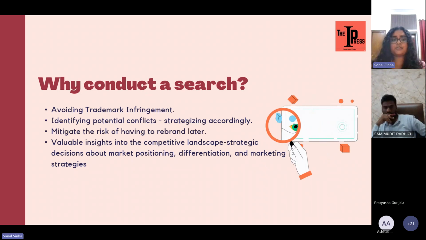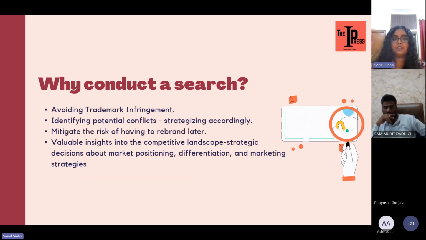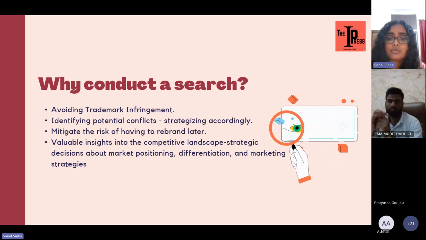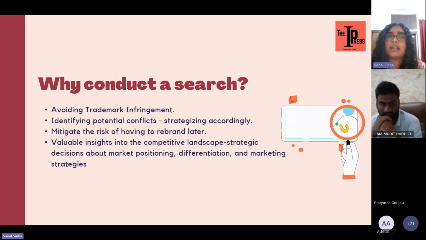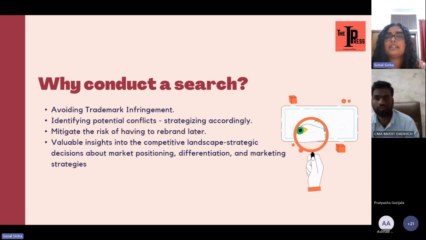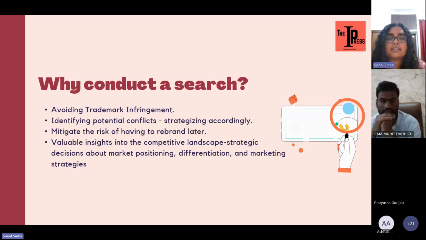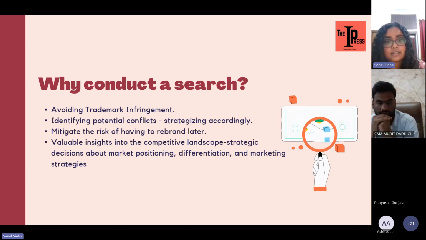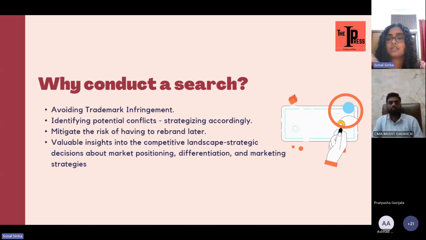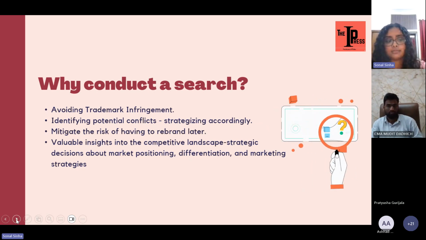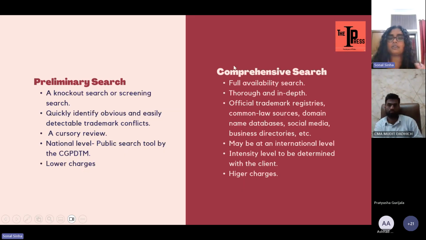And of course, it also gives you valuable insight into the landscape, and gives you ideas as to what the marketing strategies are. One of the beautiful things about trademarks is that it's not just law; it's also very close to, and in sync with, branding and marketing. So conducting an extensive and well-done trademark search gives you a lot of insight on marketing standards as well.